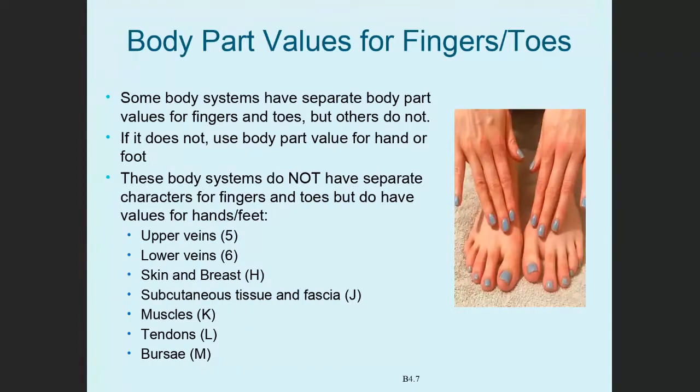Now, some body systems include specific body part values for fingers and toes, but others do not. These body systems do not have separate characters for fingers and toes, but do have values for feet and hands: upper veins, lower veins, skin and breast, subcutaneous tissue and fascia, muscles, tendons, bursa. So if the injury is to a muscle in the finger, you would have to go to muscle in the hand, since there's no value for finger.